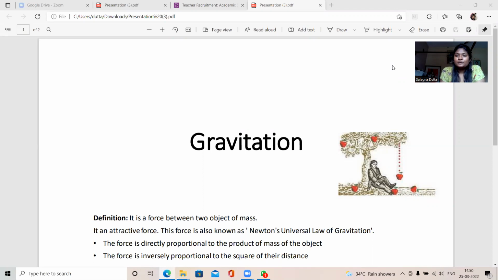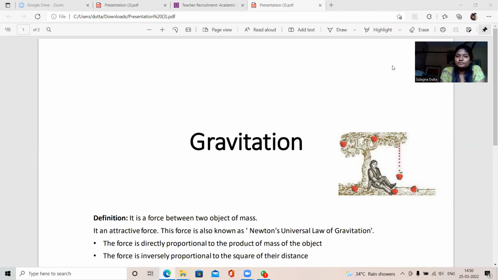Firstly, we all know about gravity, for which we are always attracted towards the center of the earth. And we also know that gravitation was invented by Sir Isaac Newton, and the famous story of the apple. So I will first give the definition.